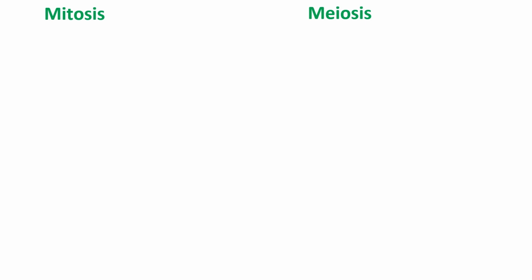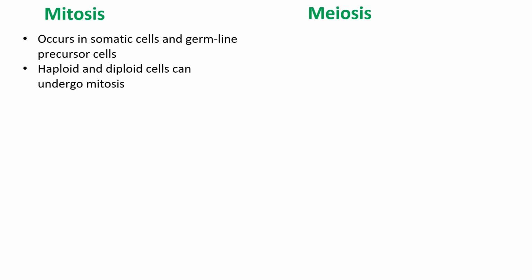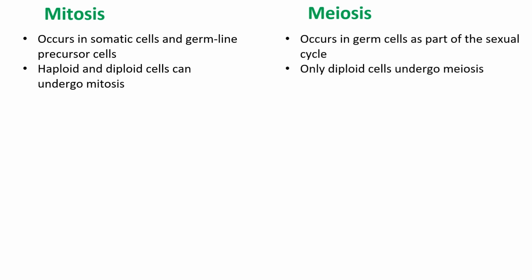Okay, let's take a quick recap. We have learned about both mitosis and meiosis, so now let's put them side by side and see the main differences between these two types of cell divisions. Mitosis occurs in somatic cells and germline precursor cells. Haploid and diploid cells can undergo mitosis. Meiosis occurs in germ cells as part of the sexual cycle, and it only happens in diploid cells.